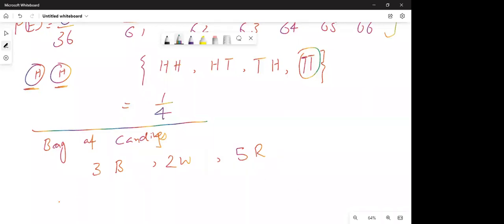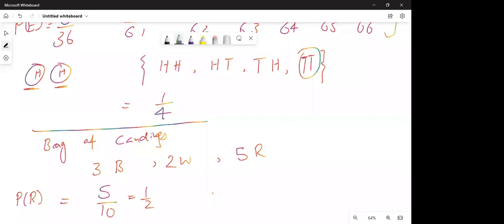So I ask you, what is the probability that you pick a candy randomly out of the bag, without seeing, and it is red? How many are the red candies? 5. And how many are the total candies? 3 plus 2 is 5, 5 plus 5 is 10. So the probability for the first candy to be red is 1/2.